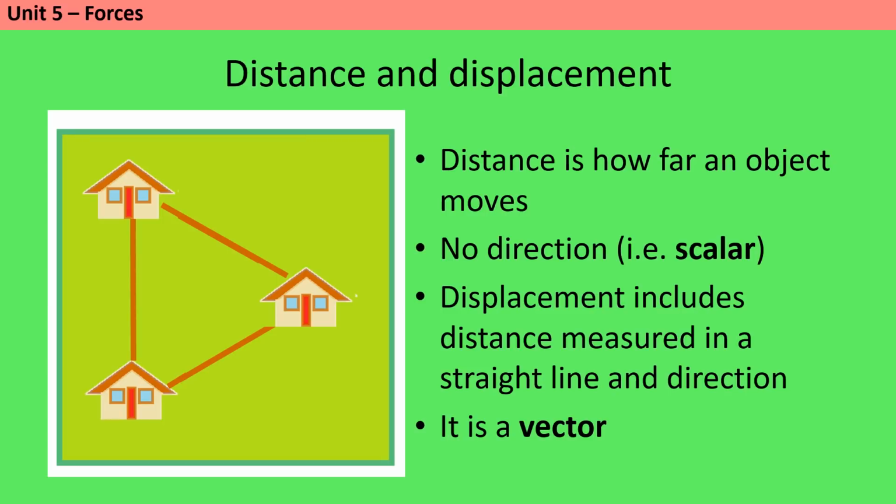So to put this in context for you, imagine that we're starting out at the house at the bottom of the screen and we're trying to get to the house at the top of the screen. Now let's say that I went via the house on the right hand side. The distance would be 400 metres plus 400 metres. In other words, 800 metres, because that's how many steps I've taken. But the displacement would only be 400 metres, because that's how far I am away from my starting point.